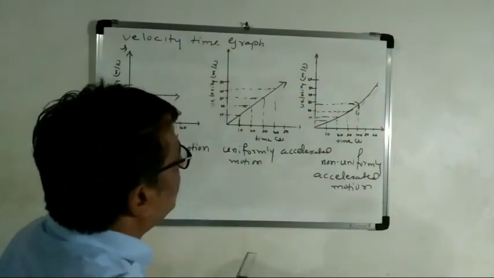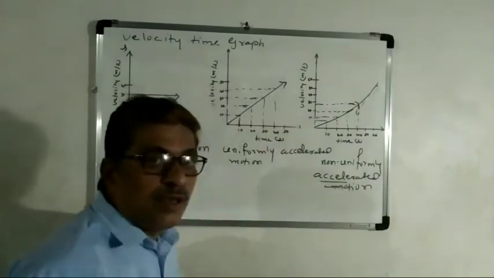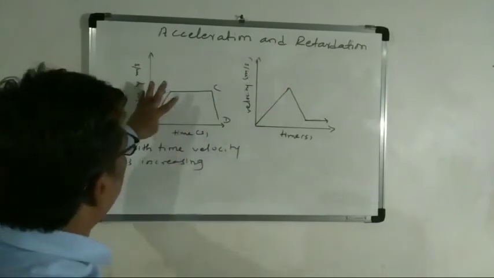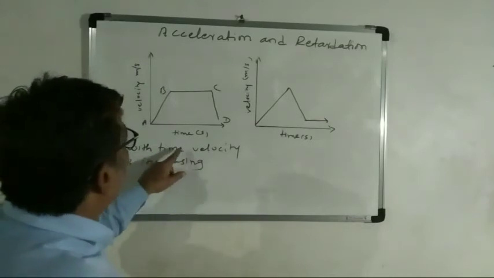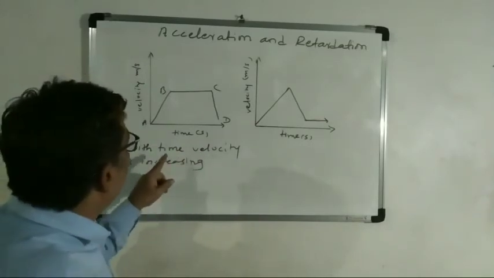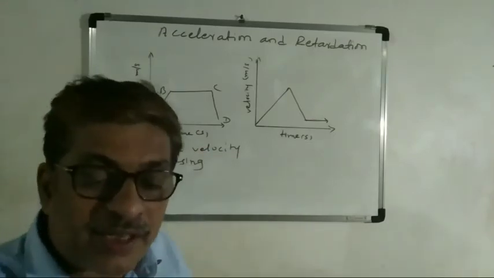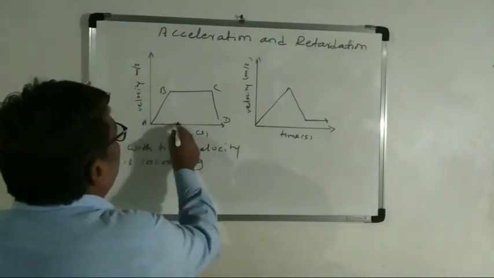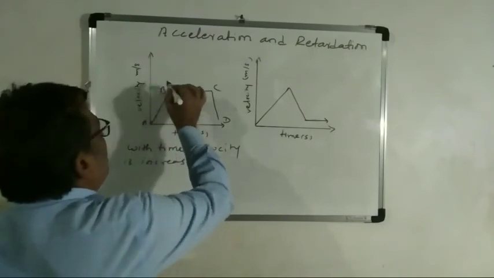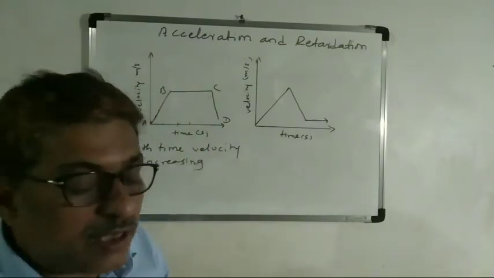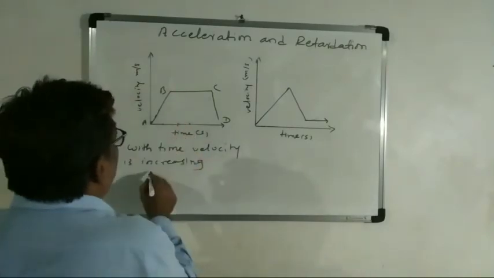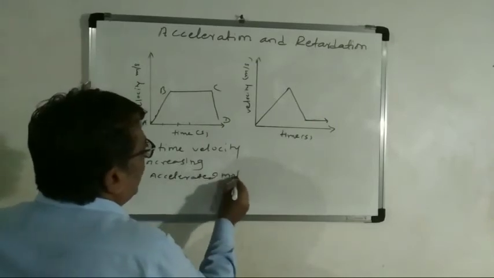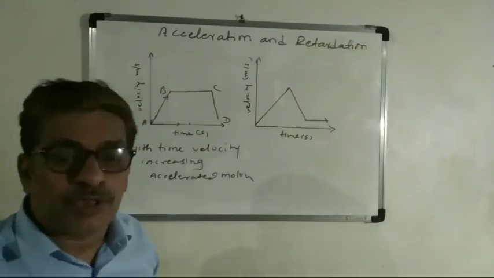So, dear students, now you know accelerated motion. Now we'll see acceleration and retardation. Suppose such a graph is given to you where with time, velocity is increasing. Such a motion is said to be accelerated motion. Here from A to B, accelerated motion.